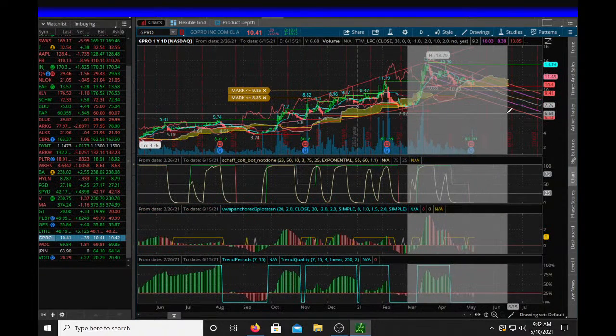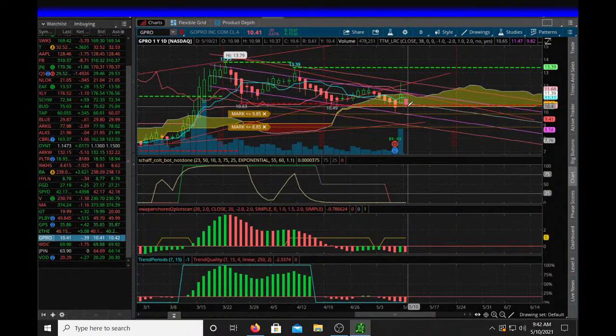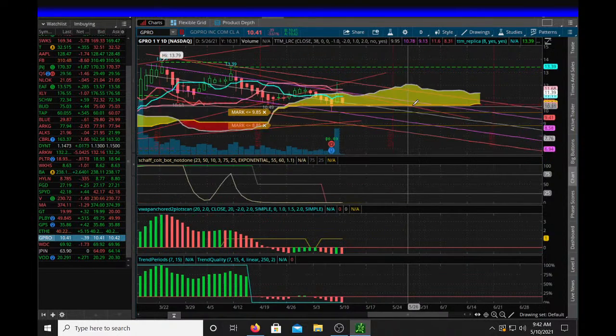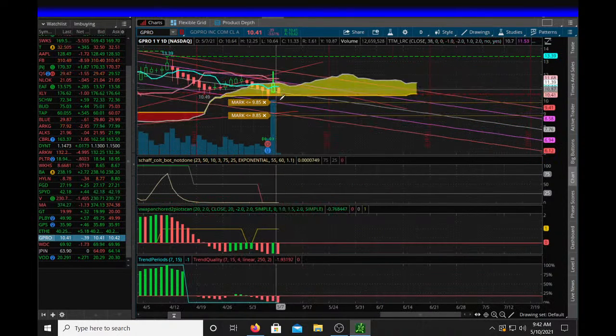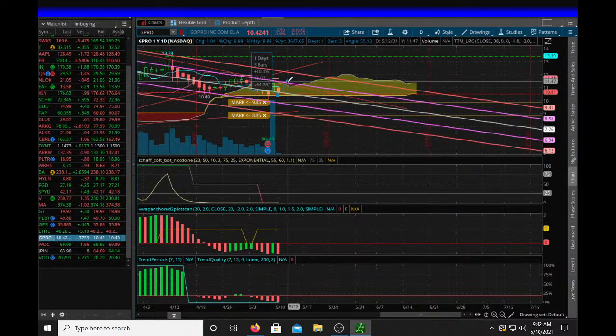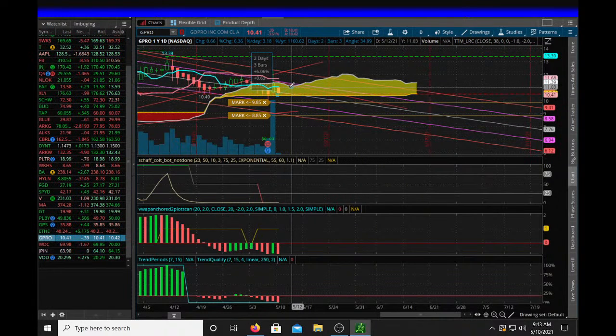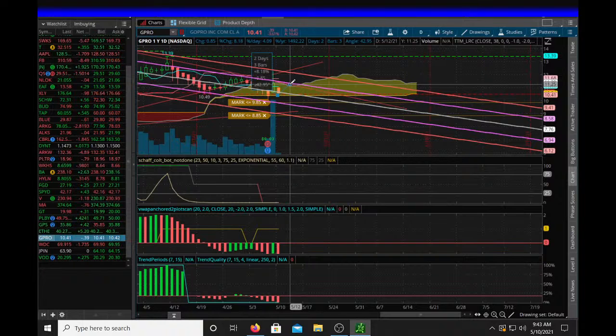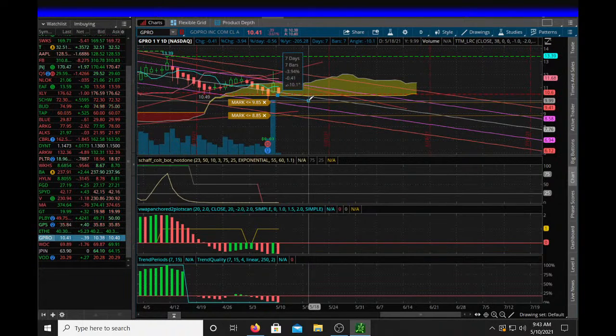There we go. Right inside the cloud. Okay. Dangerous territories. So let's wait for a pop back above the cloud. That'll be an entry, but looks like it might even be a false breakout. I have an entry right here. So it looks like it would hit and then get rejected back down. Not the best moves here today in GoPro.